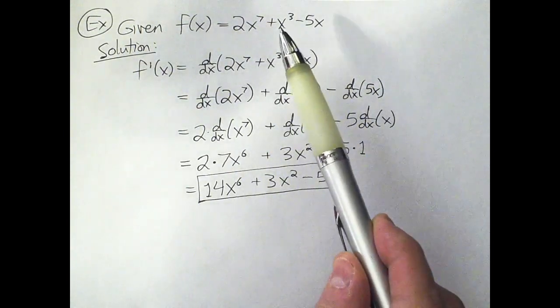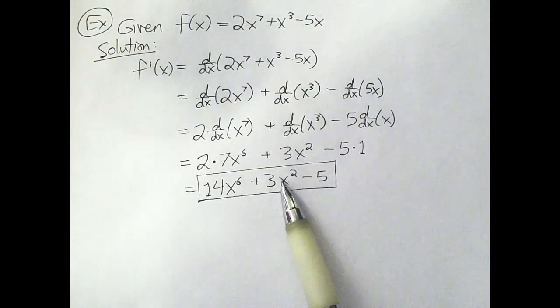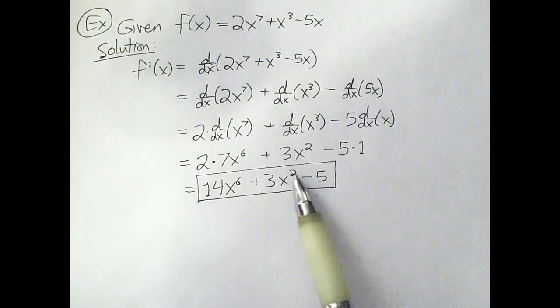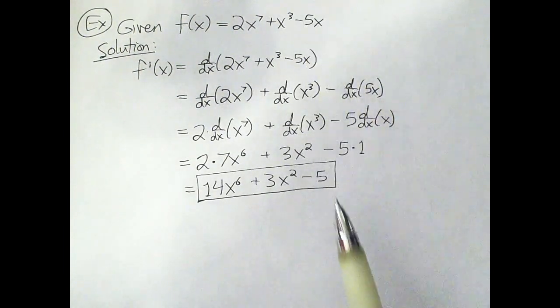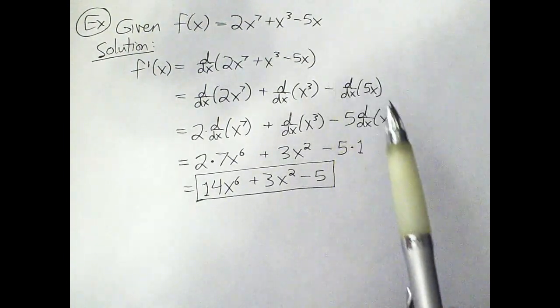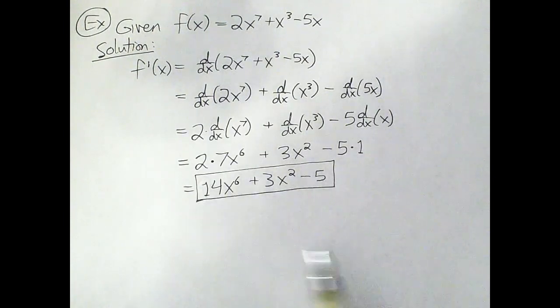For the x cubed part, I know that the 3 is going to come down out front, and the new exponent is going to be 1 less than 3, so 2. For minus 5x, I know that the 5 is going to stay because it's a constant, and that the derivative of x is going to get me 1. So that's the whole answer.